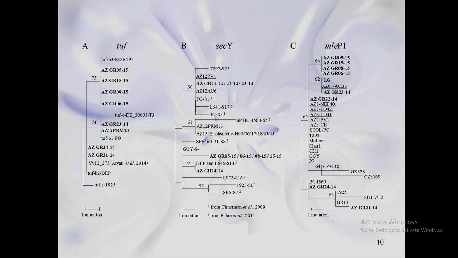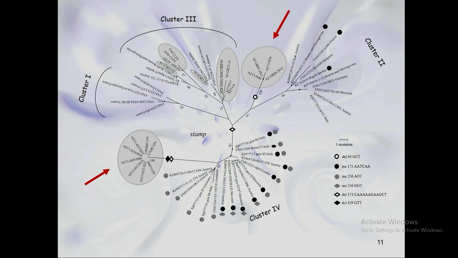Also, with the grapevine isolates, we have a finer differentiation with the MLP1 gene. With this gene, we have 5 different genotypes among the Azerbaijani isolates. In conclusion, I would like to say that in Azerbaijan we have found Candidatus phytoplasma piri, Candidatus phytoplasma prunorum, Candidatus phytoplasma solani, and Candidatus phytoplasma brasiliense. And the most widespread phytoplasma in Azerbaijan was Candidatus phytoplasma solani.